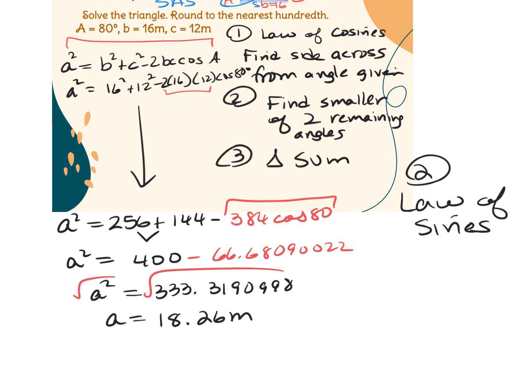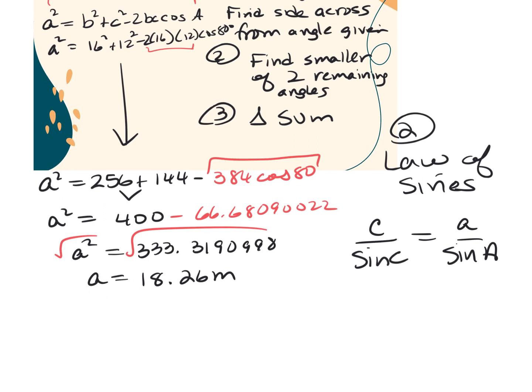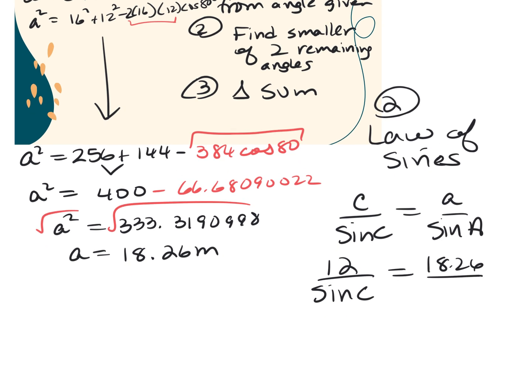So I'm going to go ahead and set up my proportion. C over the sine of c is equal to a over the sine of a. I'm using the angle that I had from the beginning and my newly calculated side length a. So now I'll fill in my numbers. I know c is 12. I do not know angle c yet, that's what I'm solving for. And then a is 18.26, and angle a was the 80.